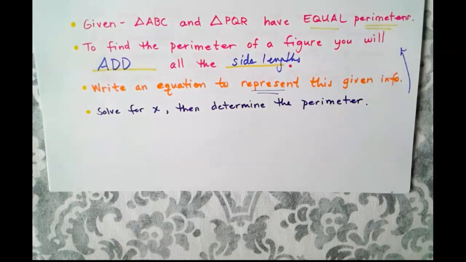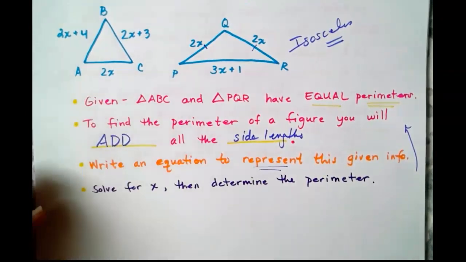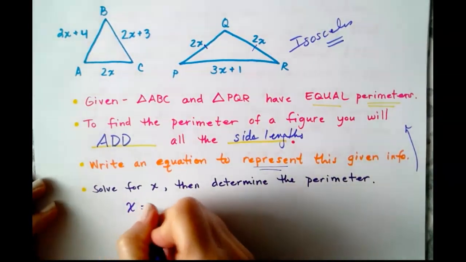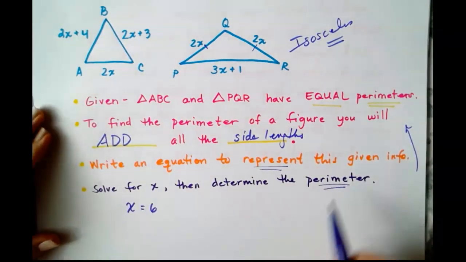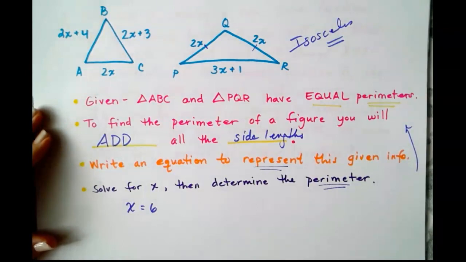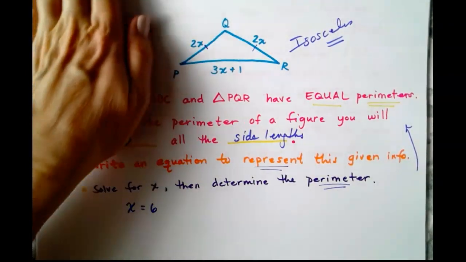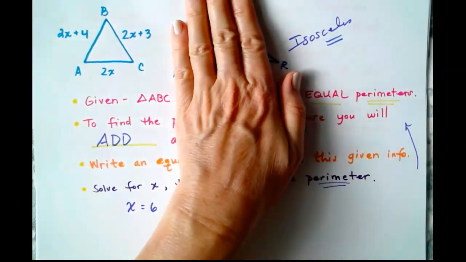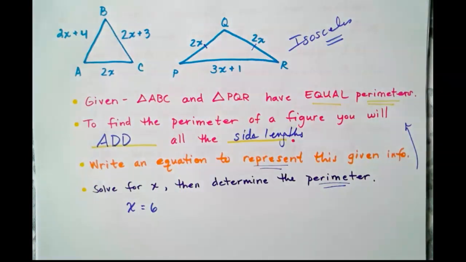So, okay, we got to deal with this. So we found x. So if we found that x equals 6, we need to use it because the rest of the question then says, well, find the perimeter. So we can choose to plug it in here into triangle PQR, or we can choose to plug it into triangle ABC. It doesn't matter. We just need to choose one.